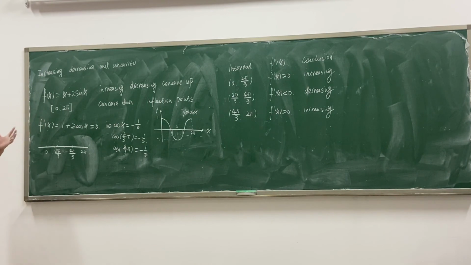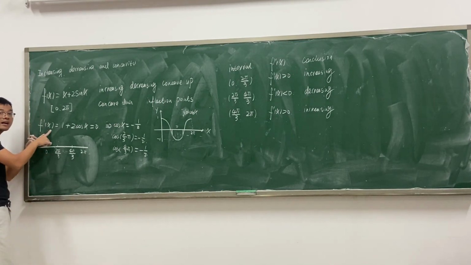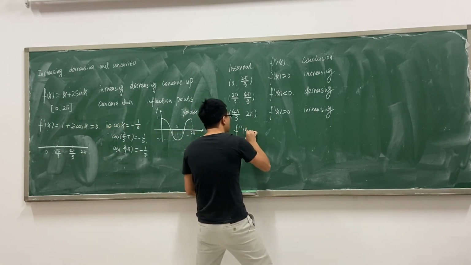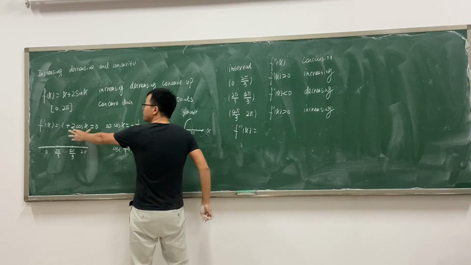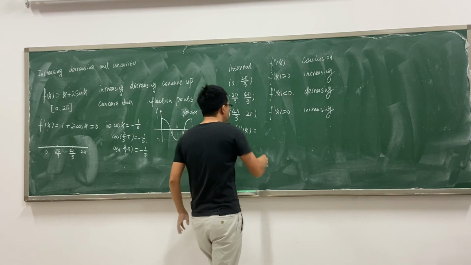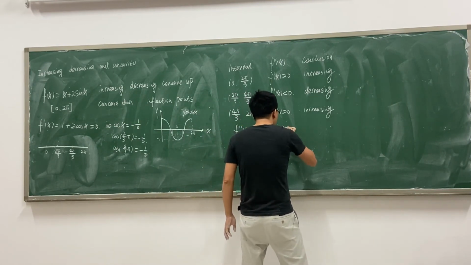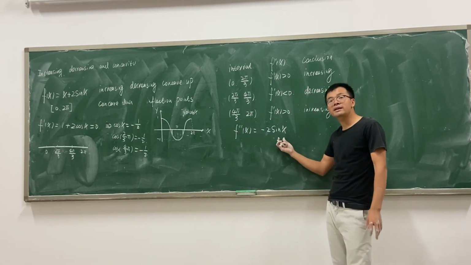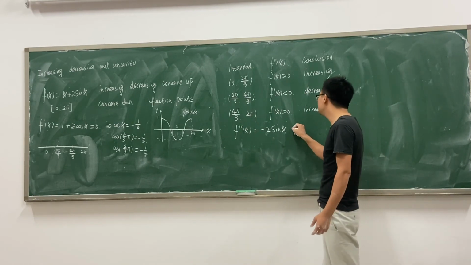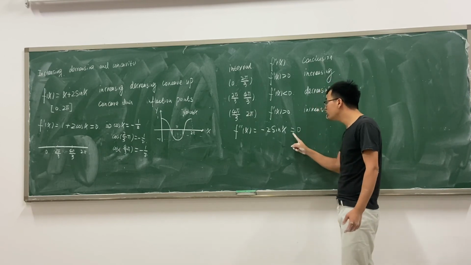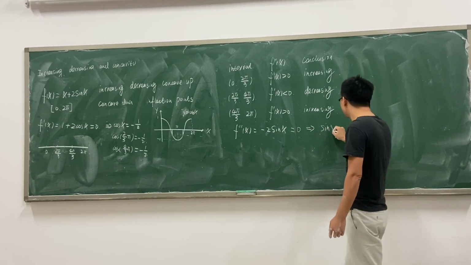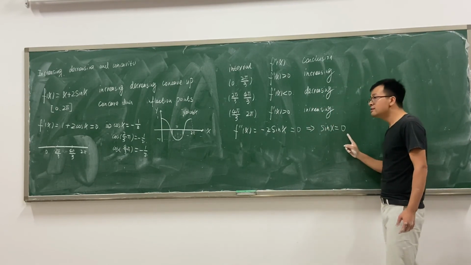Now concave up, concave down. So we need to find the second derivative. The second derivative, f double prime x equals what? We find the derivative of this function: minus 2 sin x. For the other term, the derivative is 0. Set that equal to 0 and find x. So from here, sin x equals 0.